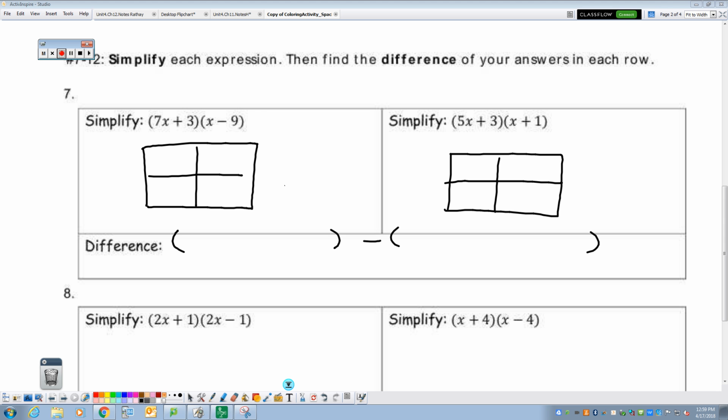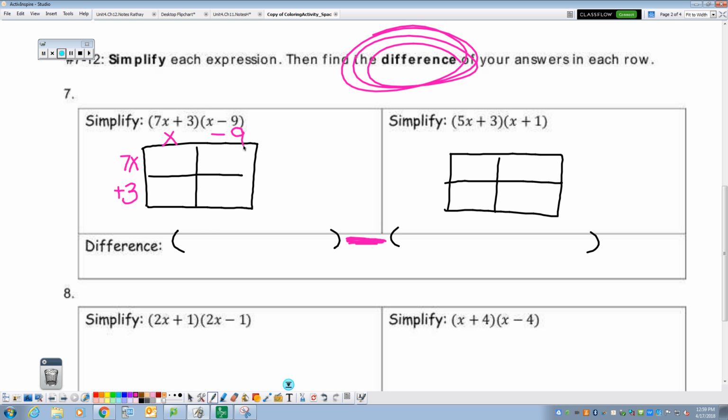Right, now I want you to flip to example 7. Example 7 for the rest of this packet is a little bit different because they're asking for the difference between these two things, which is why we have switched to subtraction. So the first part is the same. We're going to set up our boxes. I have 7x plus 3 times x minus 9, and we're going to fill those in.